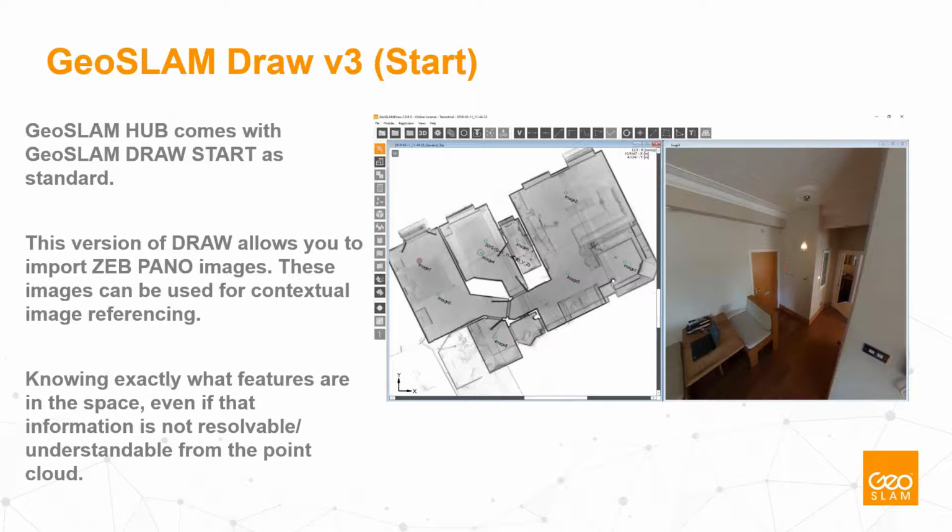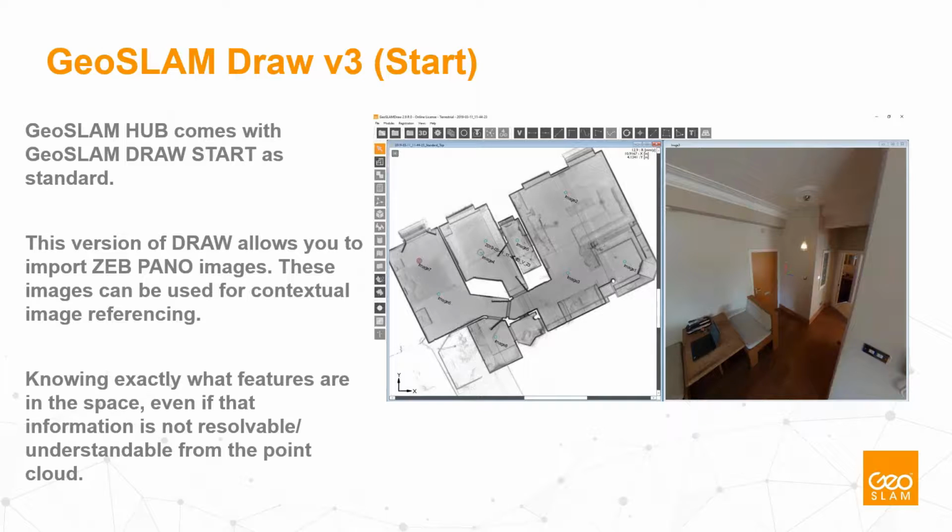So for all our solutions, so you would buy a solution, the ZEB Revo RT solution with the ZEB Pano accessory. That solution will come with GeoSLAM Hub as standard, as part of the package, and it will also come with GeoSLAM Draw Start as part of the package as well. And one of the great things about the latest release is that we can now have 360 imagery imported into GeoSLAM Draw. So this is what we're seeing on the image on the right.